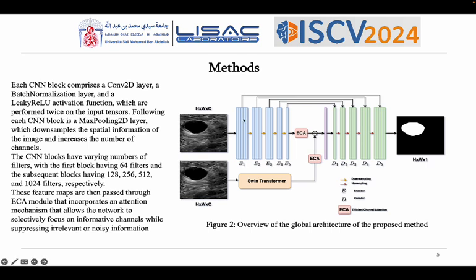As we can see here in the first encoder, we have several blocks. Each block of the CNN comprises a conv2d layer, a batch normalization layer, and a leaky ReLU activation function, which are performed twice, repeated twice in each block.